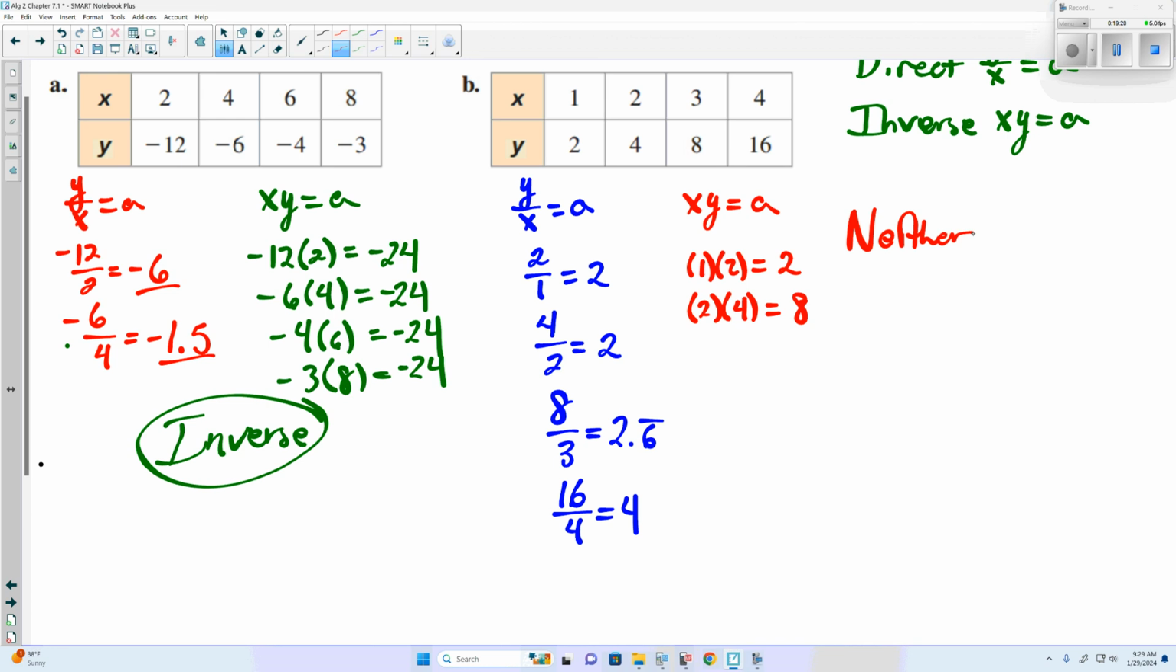More specifically, this is actually an exponential function, given to us by the equation y is equal to 2 to the x. Because when x is 1, 2 to the first is 2, 2 to the second is 4, 2 to the third is 8, and 2 to the fourth is 16. So it's neither. We don't have to put the equation. I was just giving that to you so that we can see.